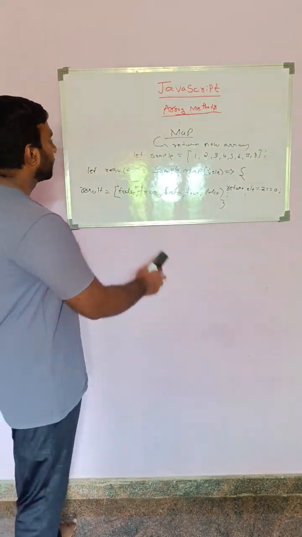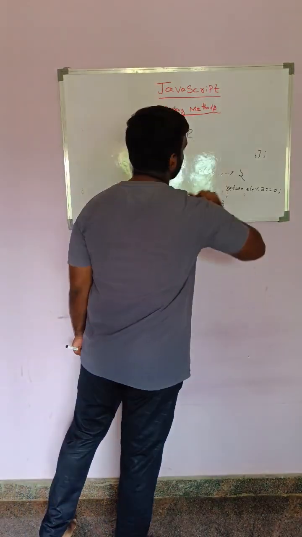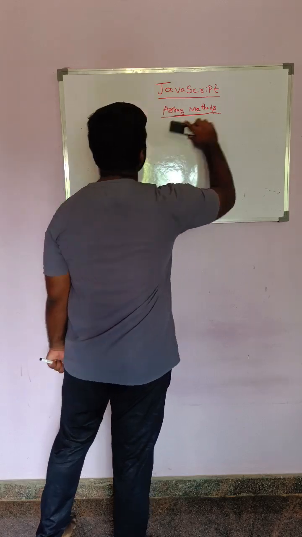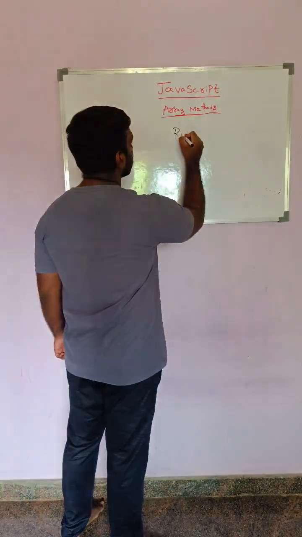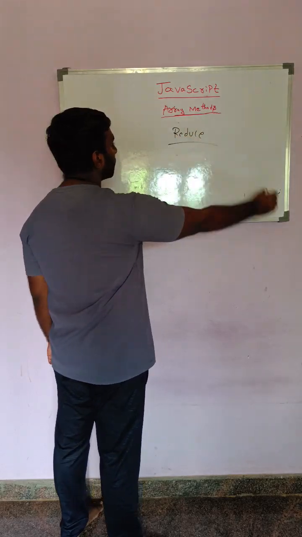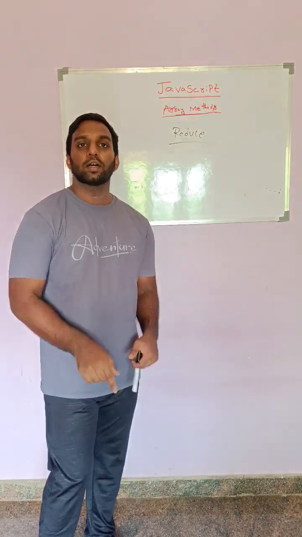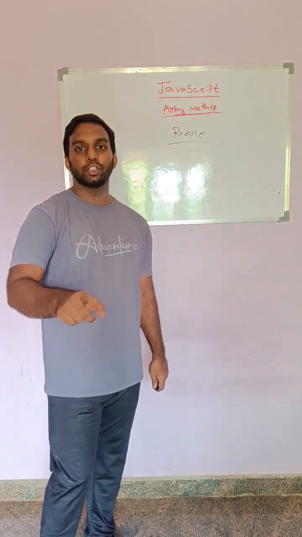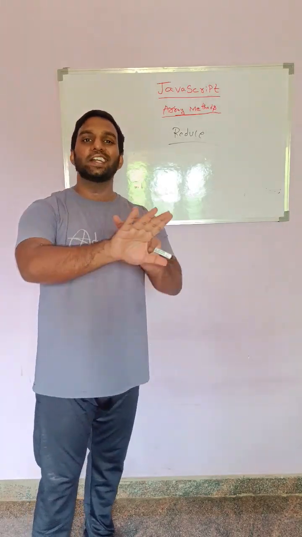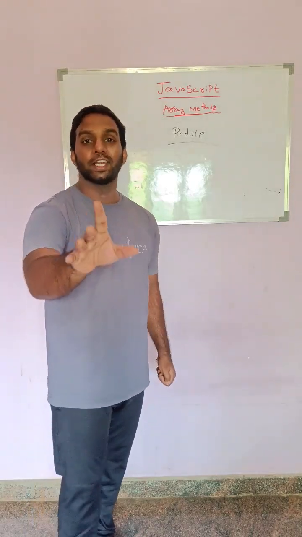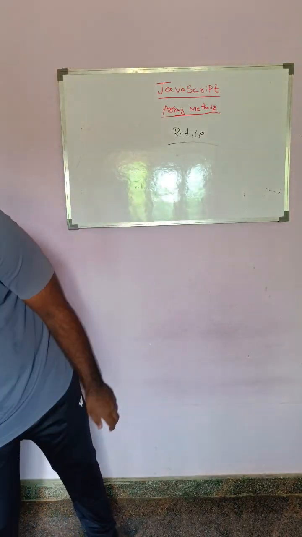So next I'm going to go with the reduce method. Okay, reduce. What is reduce? Reduce is one more method of the array which is used to iterate over each element of the array, but it doesn't return a new array. It will just return a new value. So I will show you the perfect example.